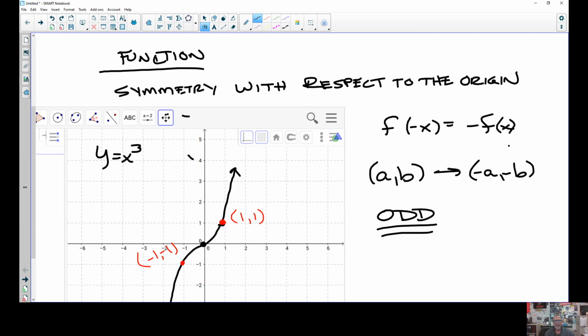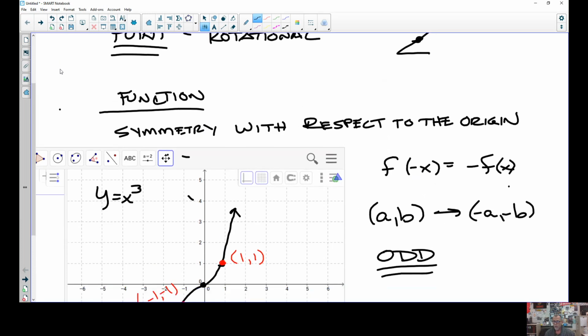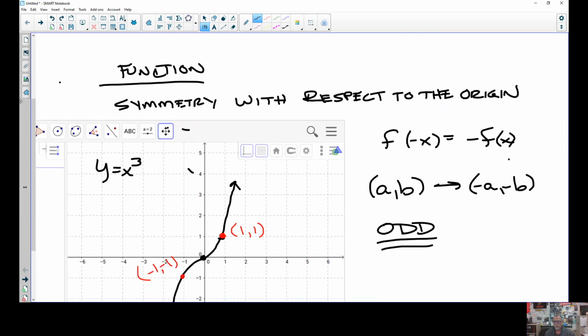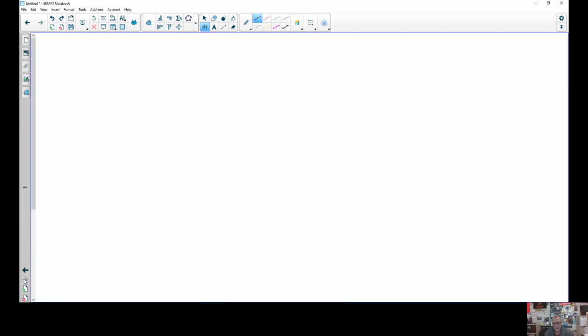First thing I want to do is get into other types of symmetry. We already talked about point symmetry, as we said in the beginning, which is a rotational symmetry. Specifically, we're going to deal with symmetry with respect to the origin. That's our only point symmetry. Now, line symmetry. Line symmetry is the other type of symmetry. We've got 4 of these.